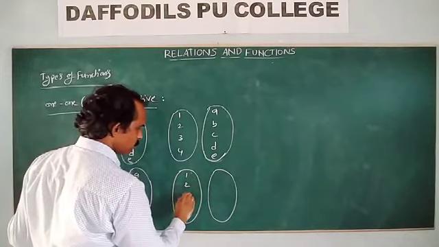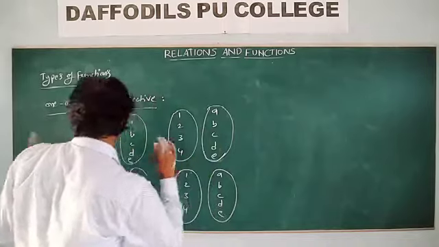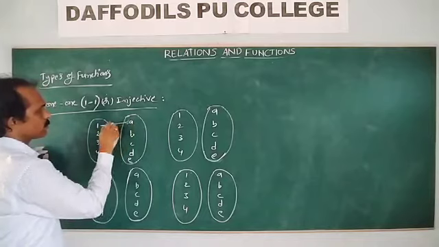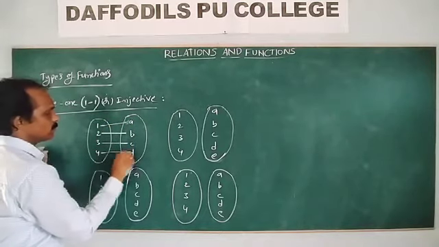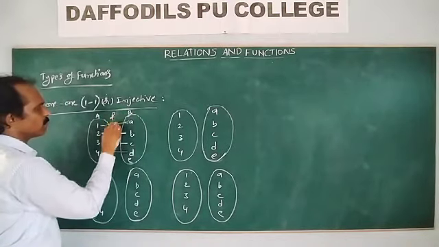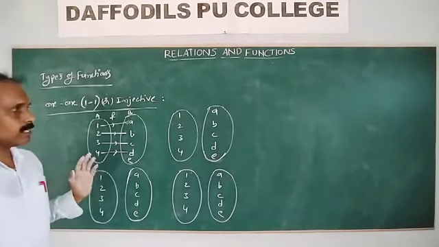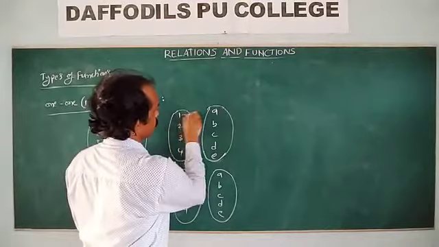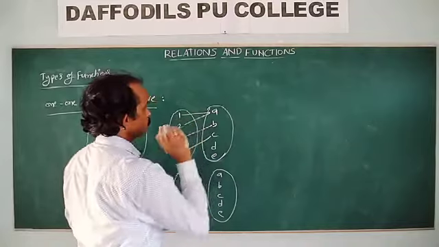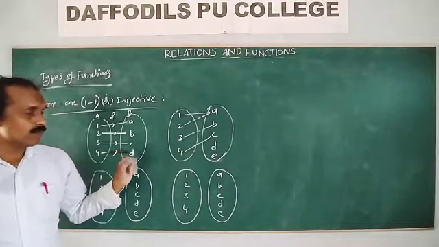Types of functions. First is the one-one function. Set A, set B, under f. This is a function, clear. This is also a function. This is the function. What is the function definition?